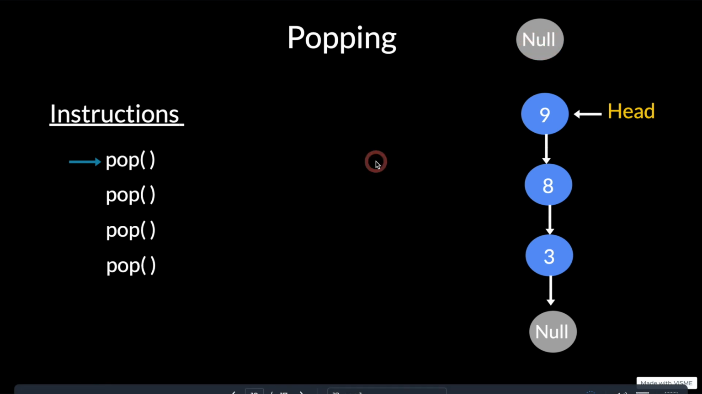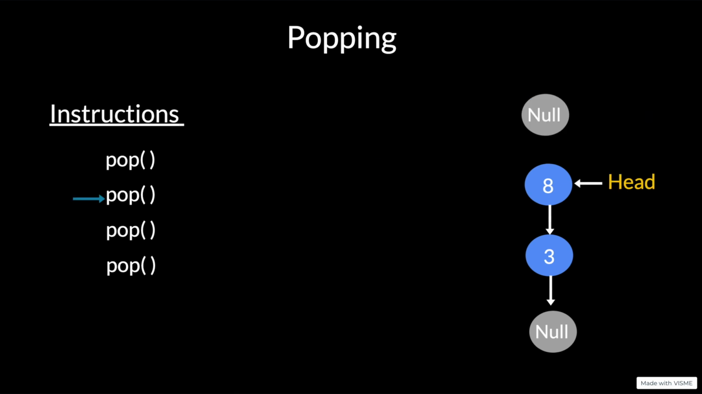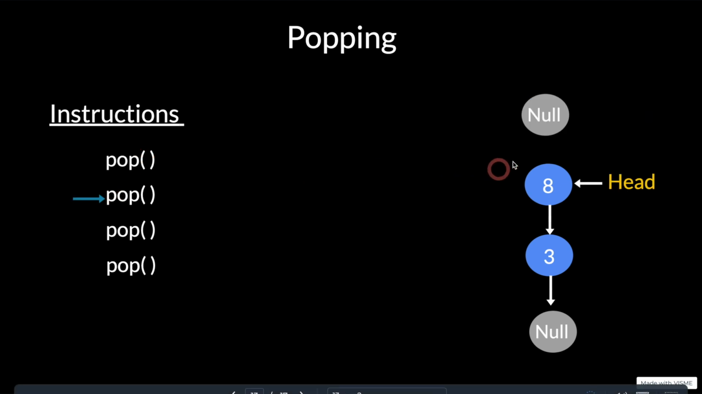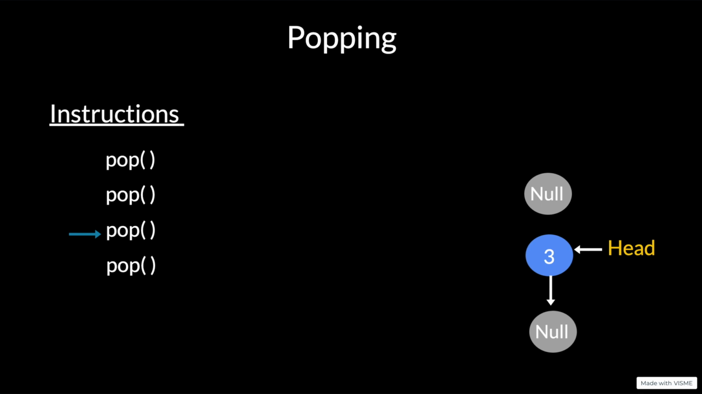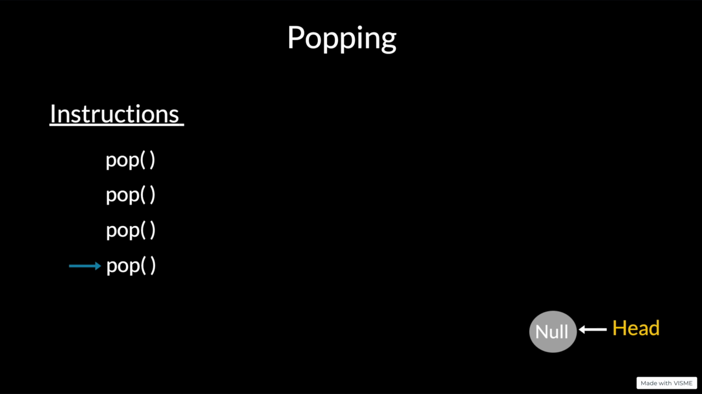All right, so let's move to the next pop instruction here. So you can see now we deallocated the previous node, and we set the head node to the next node. We set the head pointer to the next node. Okay, so like that, you can see, and also like that. So this is how you pop an element out of the stack. This is how you remove an element from the stack.